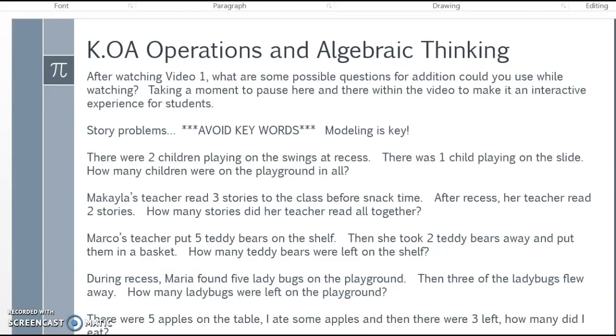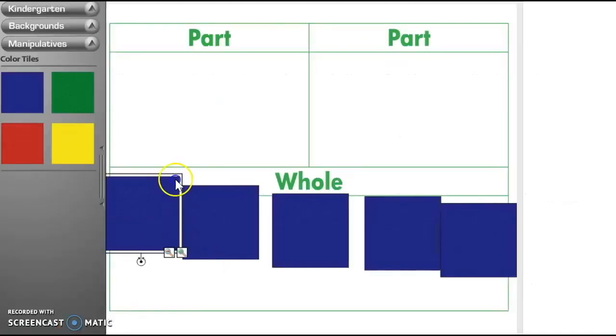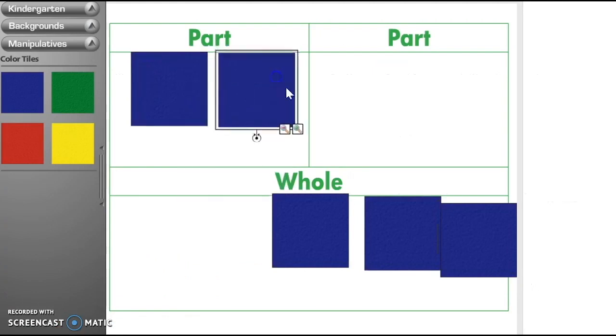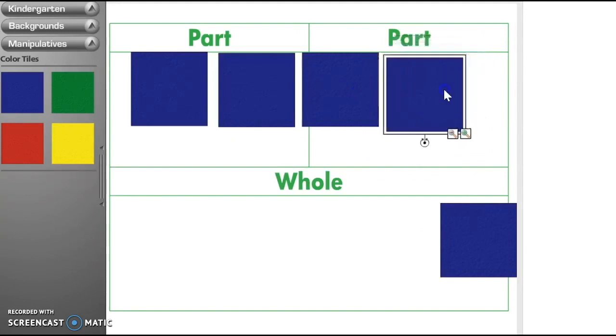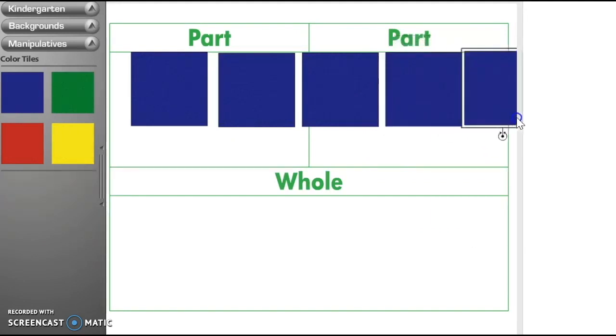Marco's teacher put 5 teddy bears on the shelf. Then she took 2 teddy bears away and put them in a basket. How many were on the shelf? So I know that there are 5 on the shelf. So let's represent just this area here as 5 on the shelf.